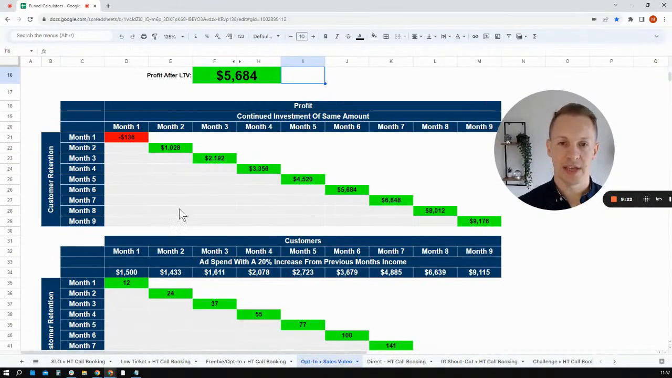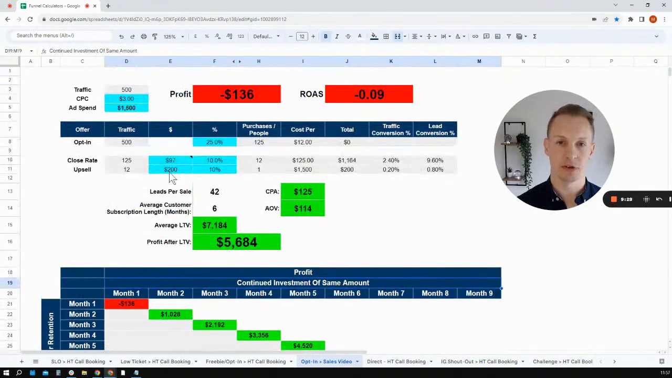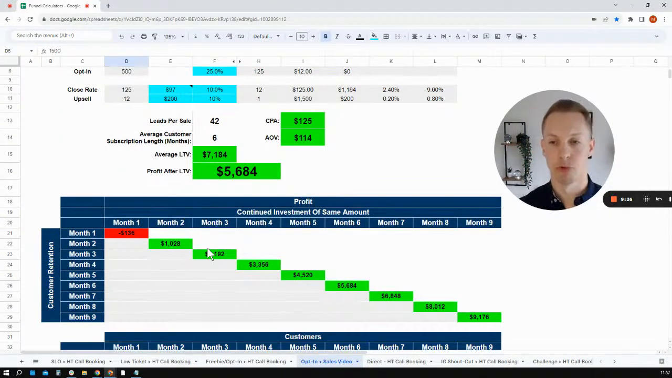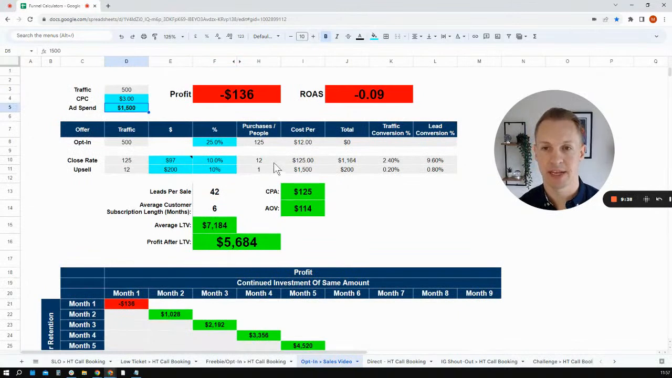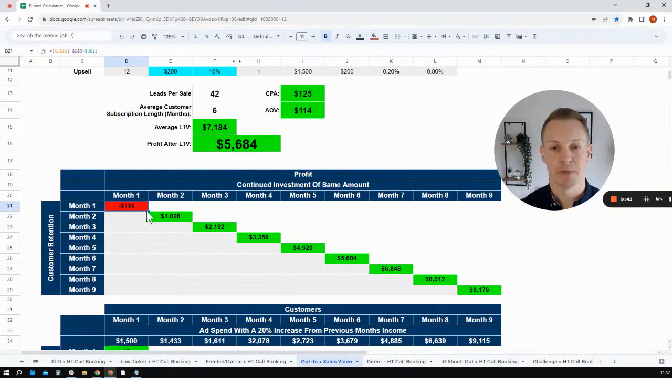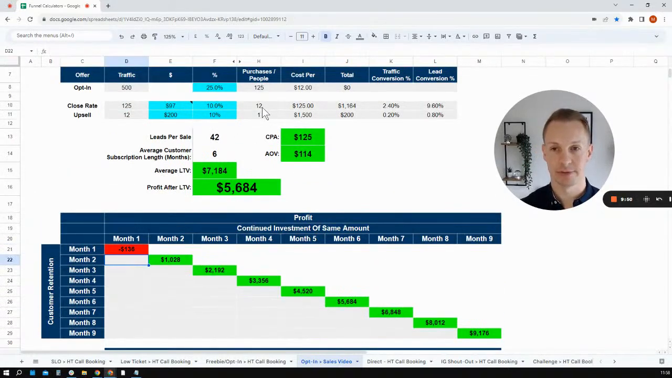So what we have here is a profit scale. If I continued investing $1,500 every month and didn't change that, this would be our growth based on making 12 sales per month at $97 per month. Obviously in month 1 we'd be negative. However, in month 2 we would be positive, because we would get those 12 people's second month subscription, plus 12 new people's subscriptions as well. That's why we're positive.